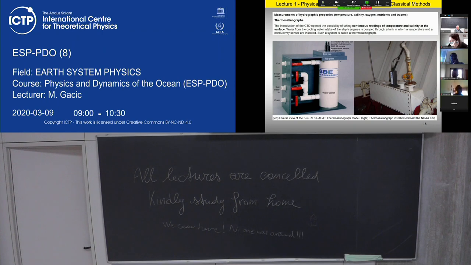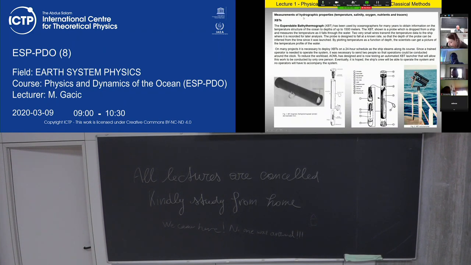what is the speed of the ship. You know, the ship cannot cover as large an area as the satellite. So you can zoom these measurements at a very specific area, and then do your comparison if you want with the satellite data.